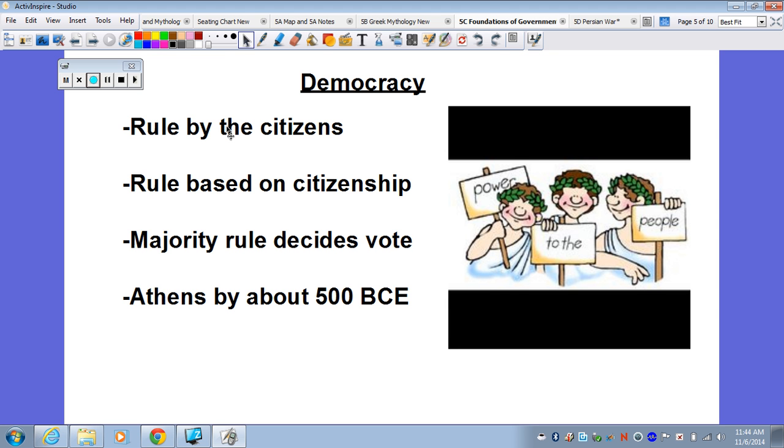The key thing with democracy is to make sure you know that it's rule by citizens. The citizens have the right to vote, but typically during this time period, the only people who are citizens are white males who own land. So make sure you don't confuse democracy in this time period with democracy in our society, where women can vote and everyone has a vote as long as you're born here. In ancient Greece, the only way you were a citizen is if you were basically a white male who was born in the city.